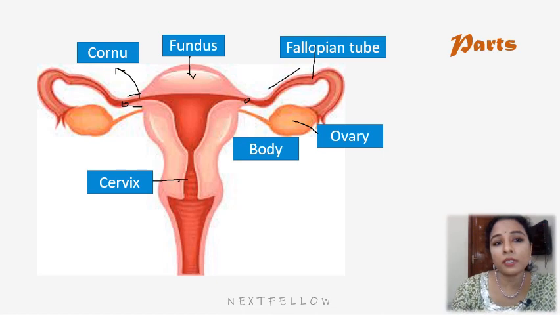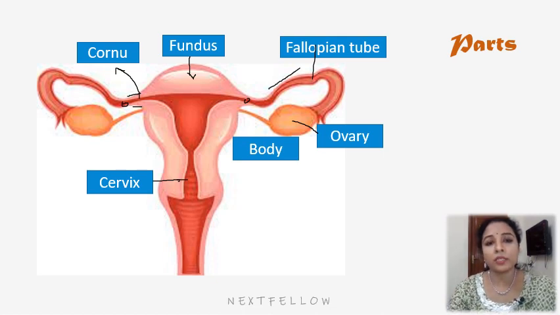The isthmus is the part of the body and is the dividing line between the body of the uterus and the cervix. So this constricted part where it separates the body from the cervix is the isthmus.